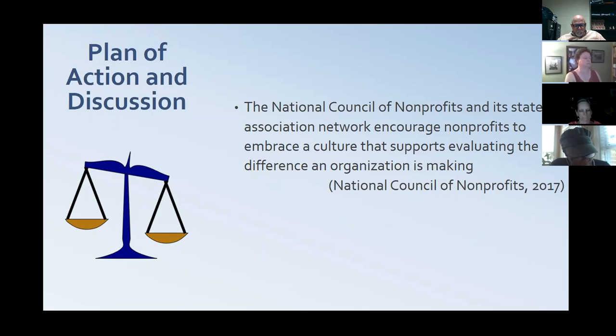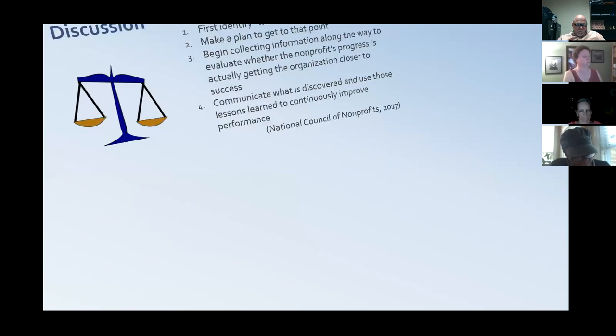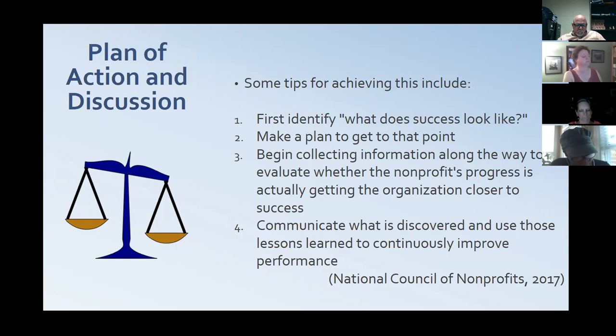Yeah, the National Council of Nonprofits and its state association network encourage nonprofits to embrace a culture that supports evaluating the difference an organization is making. Some tips for achieving this include: identify what success looks like, make a plan to get to that point, and collect information along the way to evaluate whether the nonprofit's progress is actually getting the organization closer to success. Communicate what's discovered and use those lessons learned to continuously improve performance.